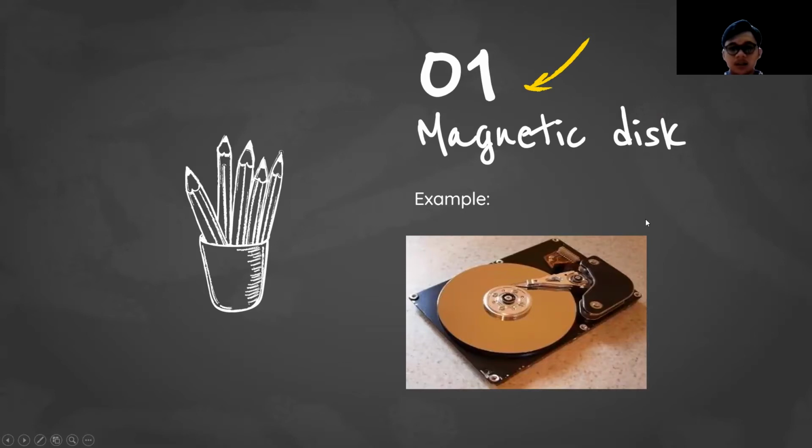First, magnetic disk. Here, we have an example of a magnetic disk. This is a hard drive. In the middle, this is called the spindle. And then the circular platter here is a disk with magnetic coating. And then this is an actuator. Here is the actuator arm, and here is the actuator head.